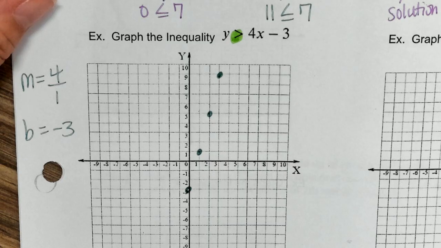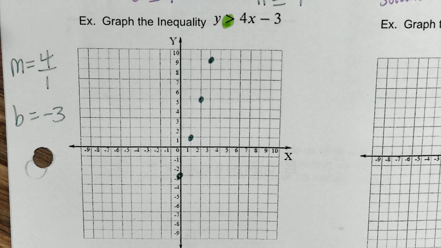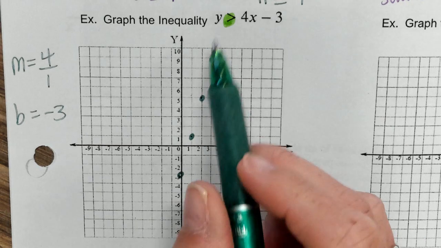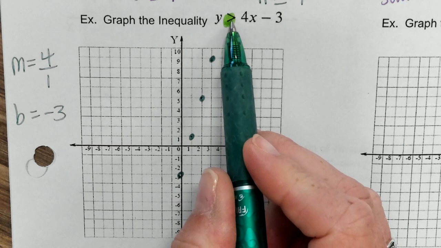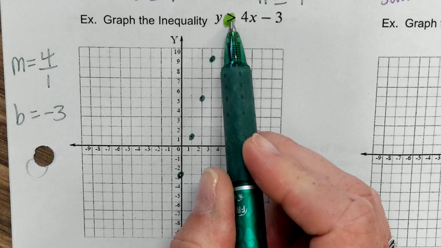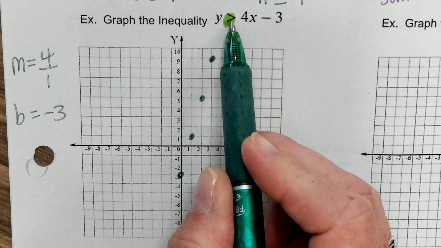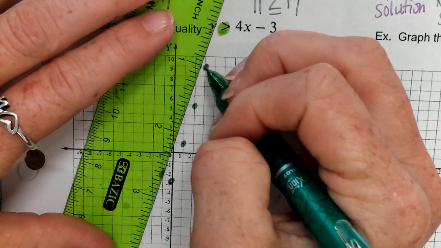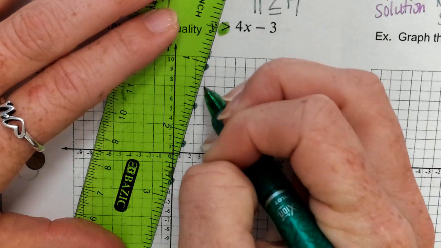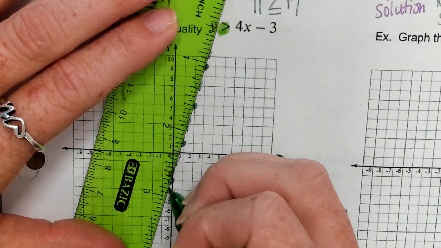I would now take my straight edge. I would not draw a solid line. What kind of line is this going to be? Dashed, because it's not equal to. So I take my straight edge, and I just do a dashed line with my ruler.